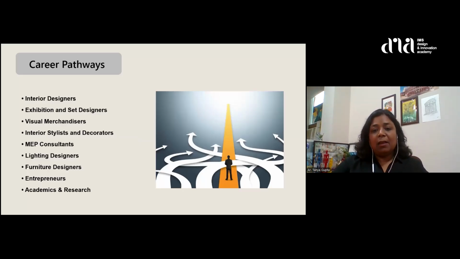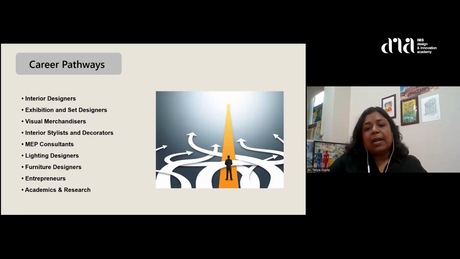One can be an exhibition and set designer. We happen to see a lot of reality shows on television, right? Have you ever observed the background set? It is done by set designers. So interior designers also do set designing. Okay, you might have visited exhibition spaces from your school, or maybe some art exhibition, some science exhibition. Those exhibition designs are also taken care of by these designers.